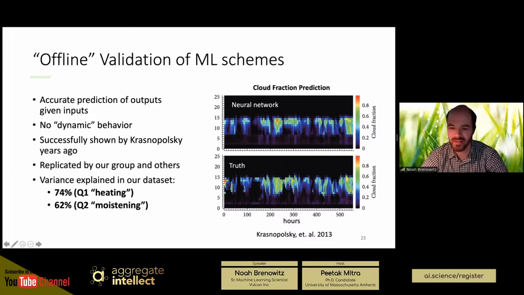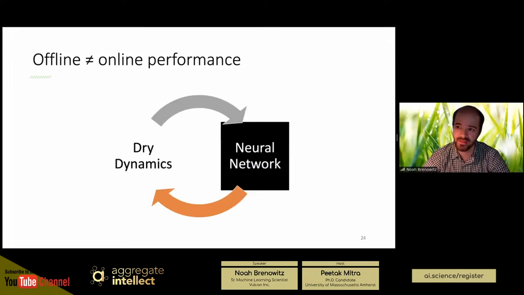In terms of our data set, if we weight by mass, the R squareds we have are about 74% for the heating and 62% for the moistening. So we're capturing the majority of the variability in our data in an offline sense. But offline for this problem is not the most interesting thing. Offline performance is not the same as online performance. We're not interested in how the neural network does as a once and done prediction. We want to see how it does when coupled to a fluid dynamics solver. And that ends up being very challenging to do.